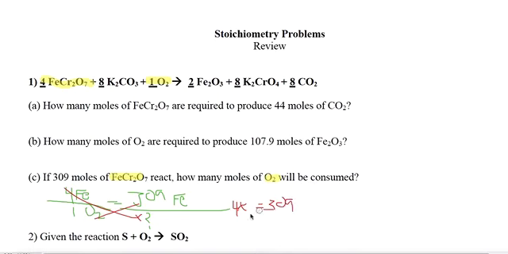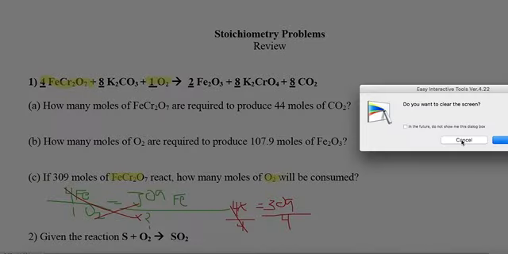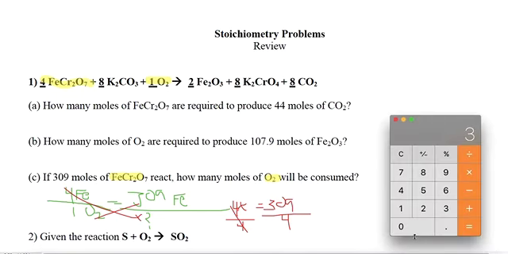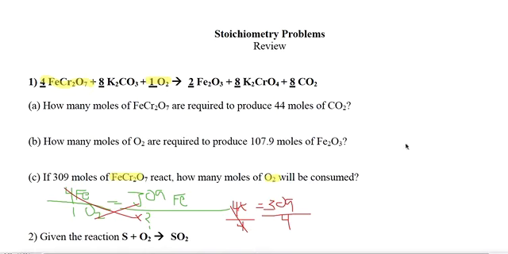Divide both sides by 4. I will do this on the calculator because it is late and I am not going to try to divide that in my head. So 309 divided by 4 is 77.25. All right, so we've got an answer of 77.25 moles.